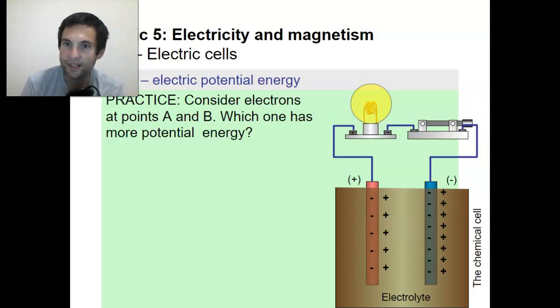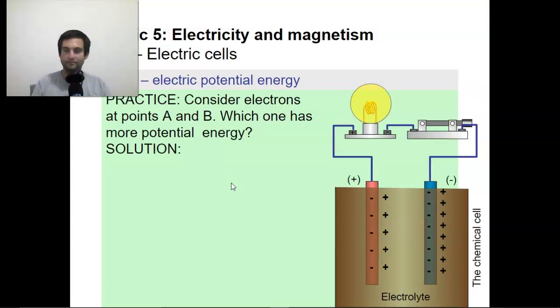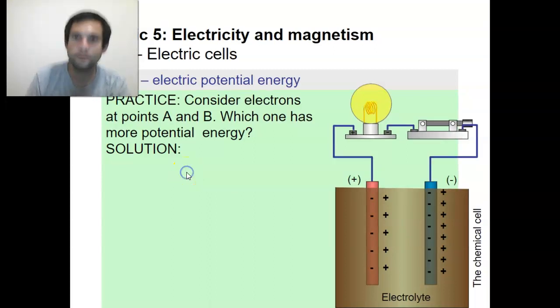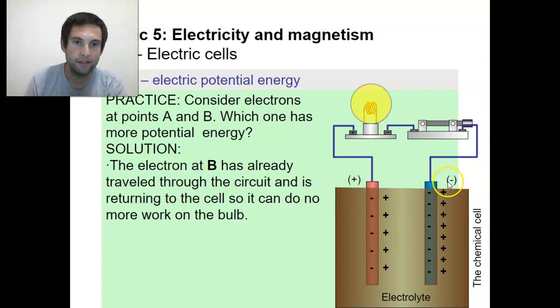Consider electrons at point A and B. Which one has more potential energy? Go ahead, pause, think about it. Again, this is going to be B and this will be A over here.